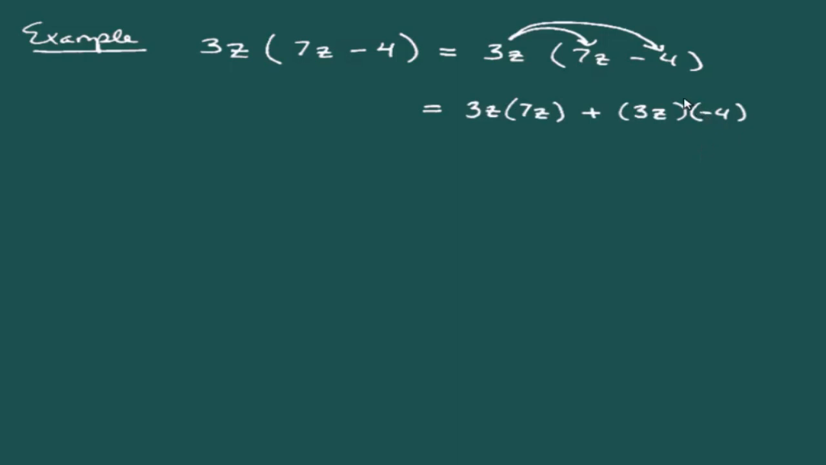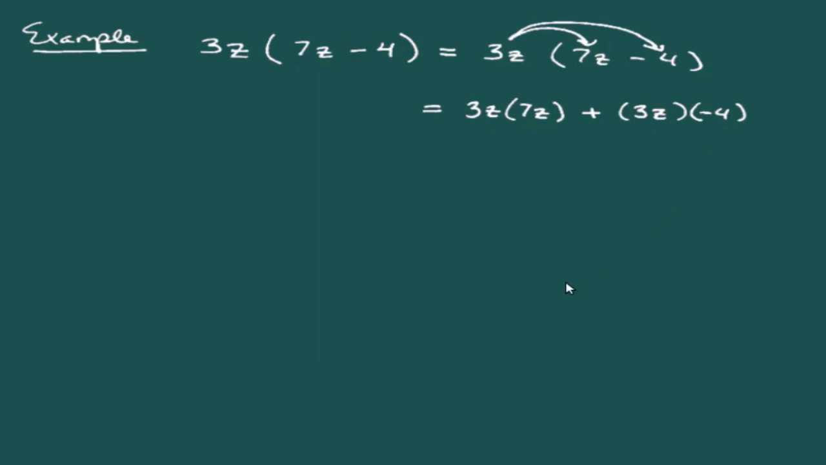The thing to remember here with subtraction is that we always think of subtraction as the abbreviation for adding a negative. So when we see minus 4, we're really thinking that we're adding on a -4 in that case. And so that's why we're going to add on 3z times the -4.